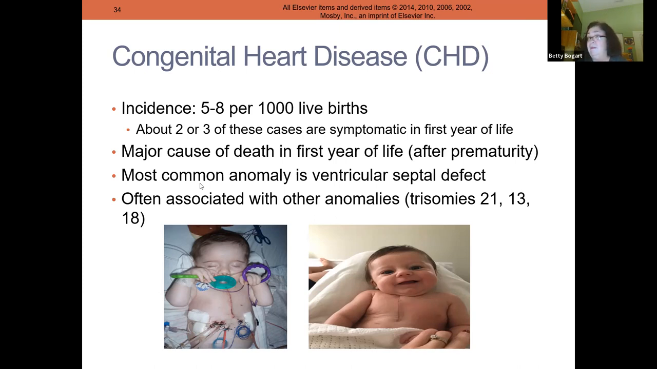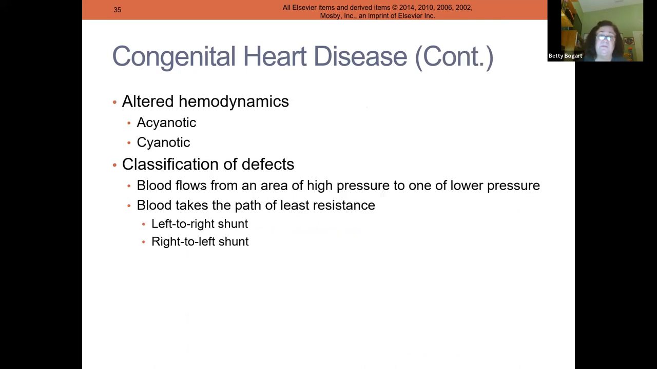The most common is VSD, and the most common children who do get congenital heart defects are your Downs children. So Downs children are always checked for a problem in their heart. Many of them, they'll just do a routine echo on them to be sure, especially if they hear anything at all in their chest. Now, there are two types of congenital heart disease. There is acyanotic, which means you're oxygenated, saturations are normal. And then there's cyanotic, and their saturations are not normal.